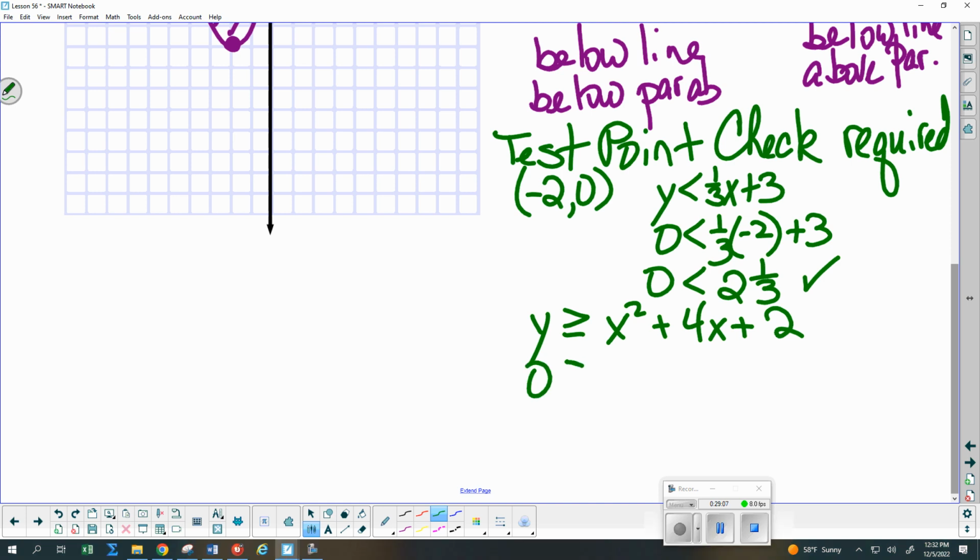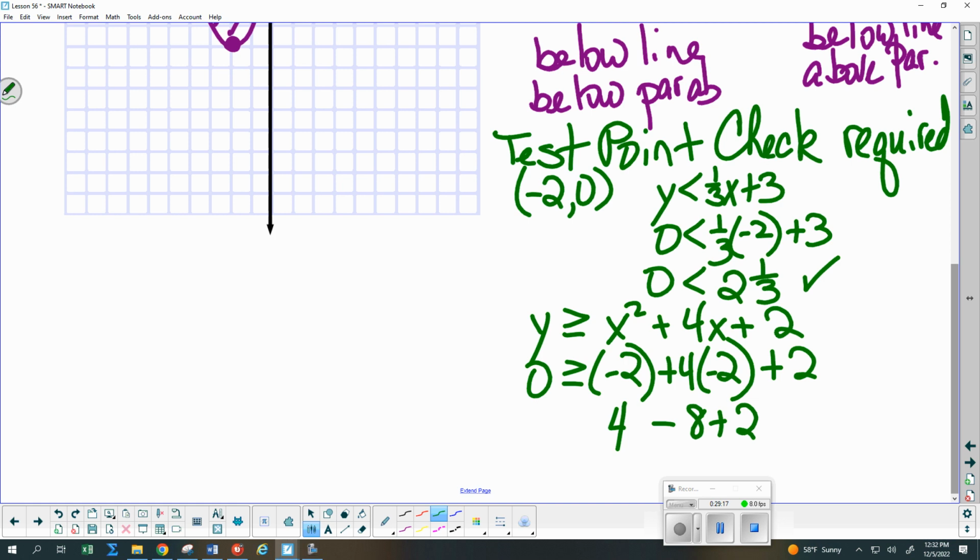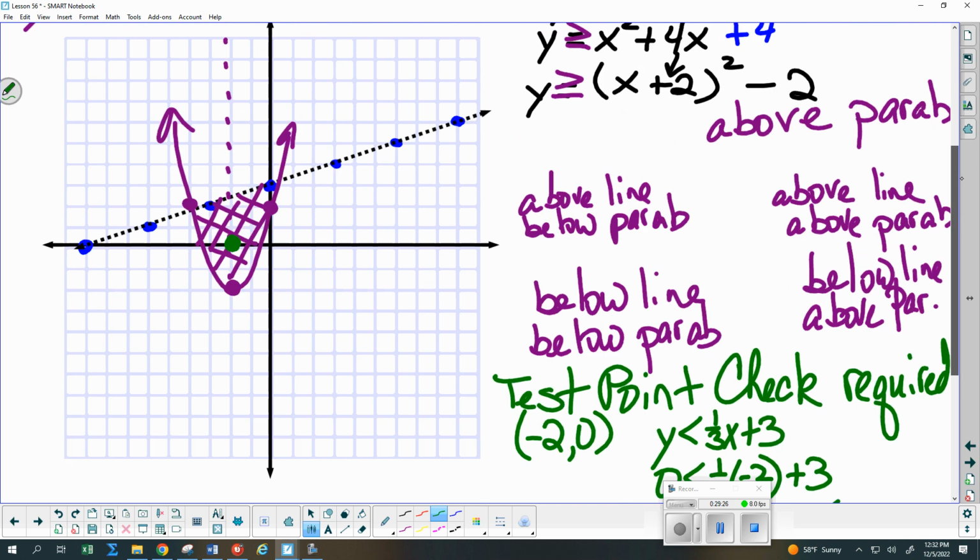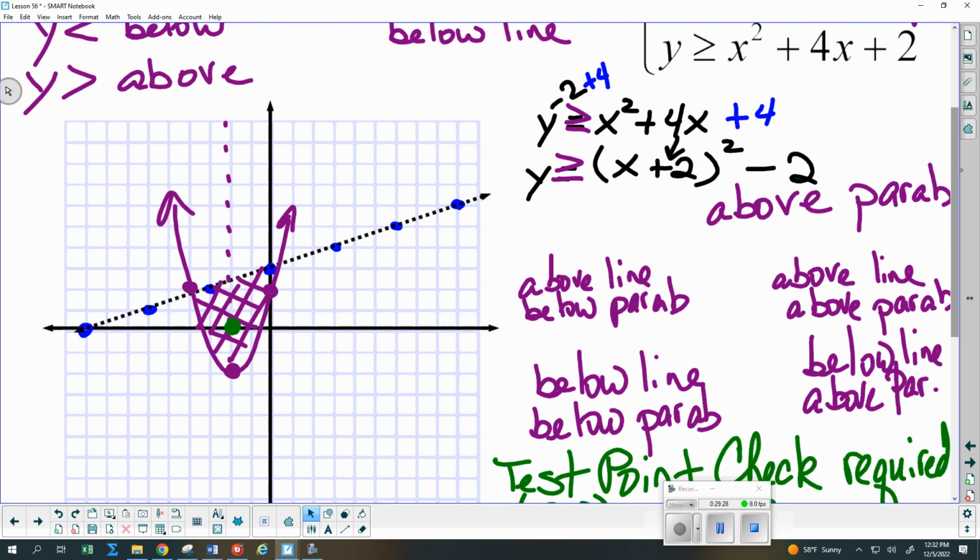So if y is 0, if x is -2, be careful when it's a negative times a negative. So 4 minus 8 plus 2, what does that equal? -2. Is 0 bigger than or equal to -2? So that one also worked. So I am convinced that the shaded part is my solution to this system of inequalities.